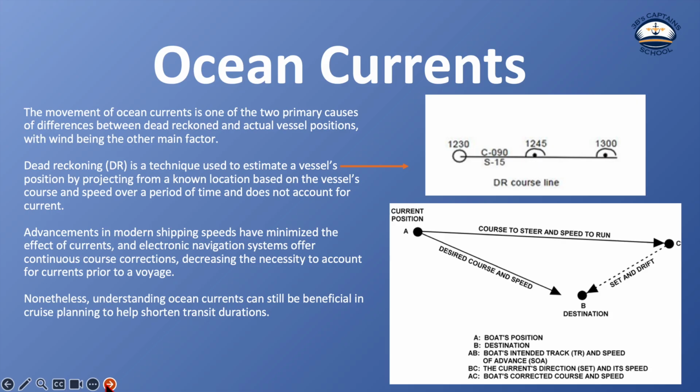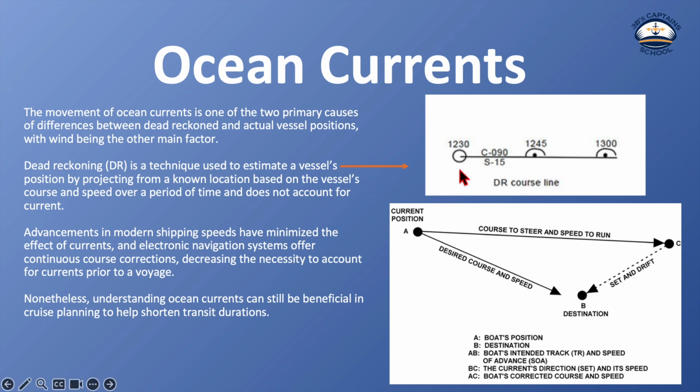The movement of ocean currents is one of the two primary causes of differences between dead reckoned and actual vessel positions, with wind being the other main factor. As a refresher, dead reckoning is a technique used to estimate a vessel's position by projecting from a known location based on the vessel's course and speed over a period of time, and it does not account for current.